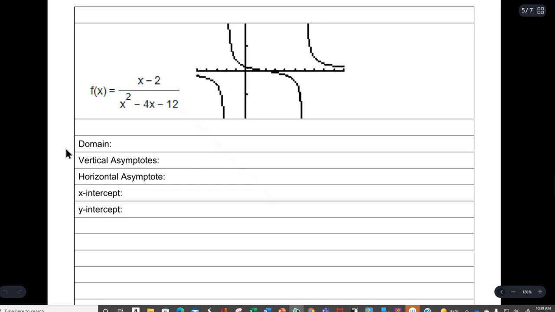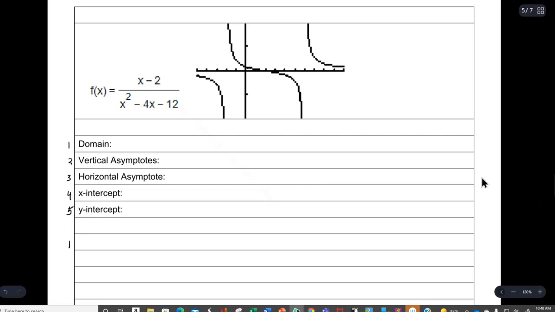Let's number these. 1, 2, 3, 4, 5. So 1, we're going to talk about the domain. How do you find the domain? And how do you find the vertical asymptotes, because they go together, when there are no points of discontinuity? That's the big deal here. This is an introduction, so we are not dealing with holes in the graph. So under those circumstances, 1 and 2 are basically the same question.